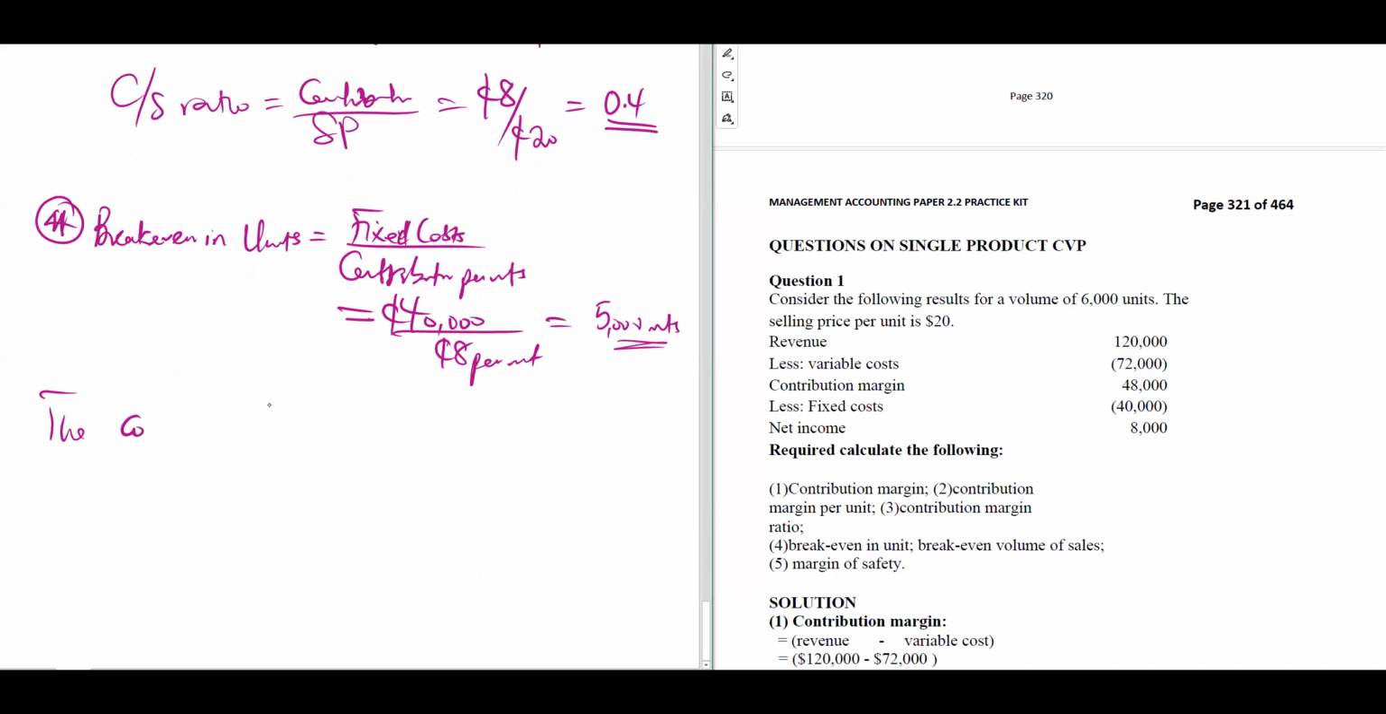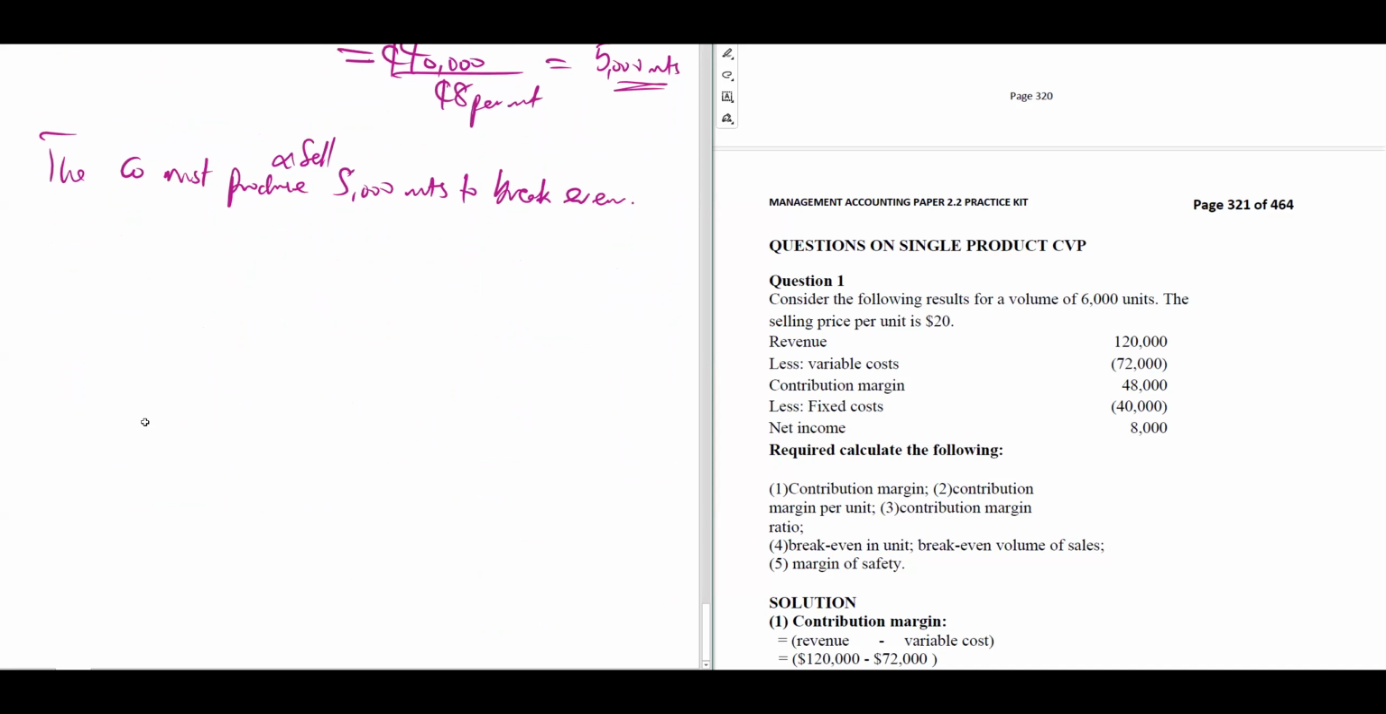So the company must produce and sell 5,000 units to break even. So that means at 5,000 units, we are not going to make any profit, okay? So they are asking for break even in sales.